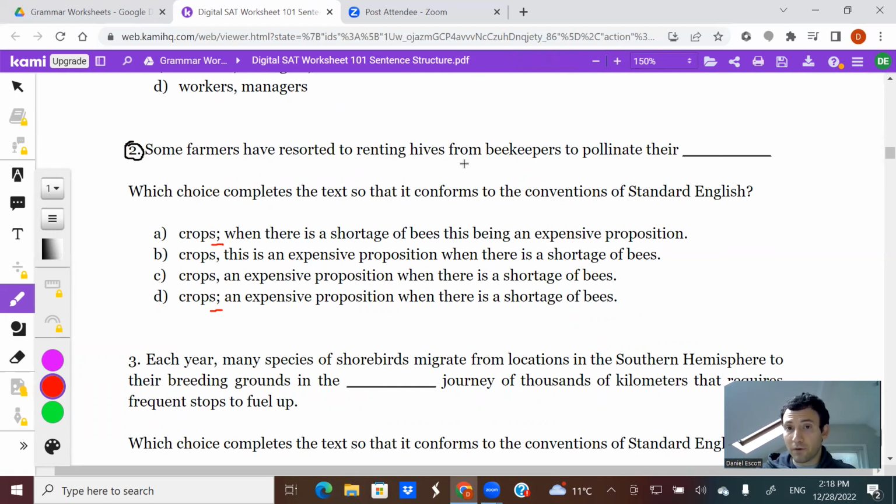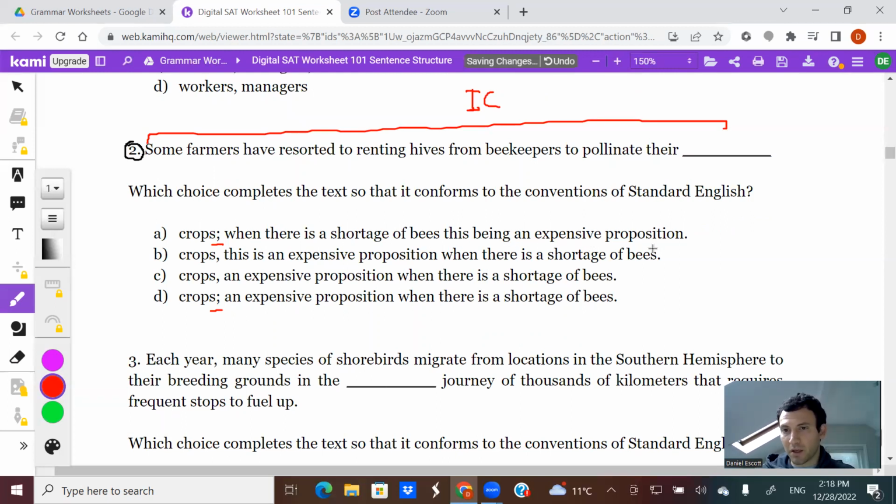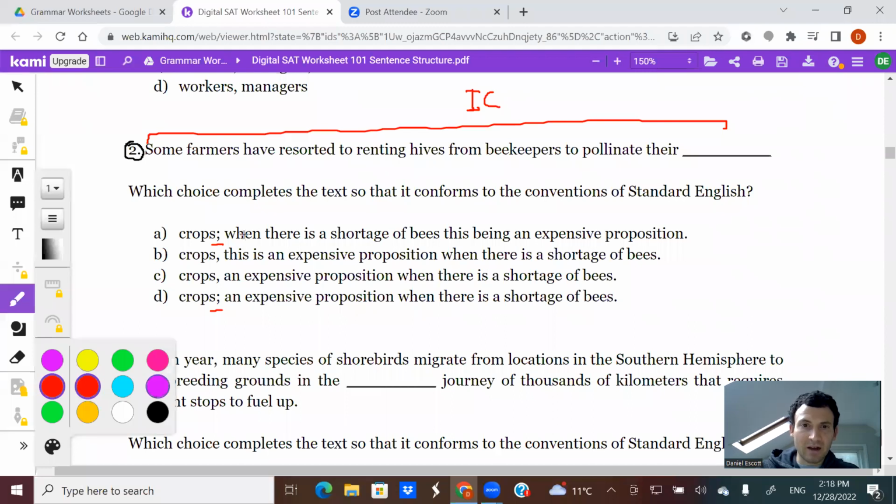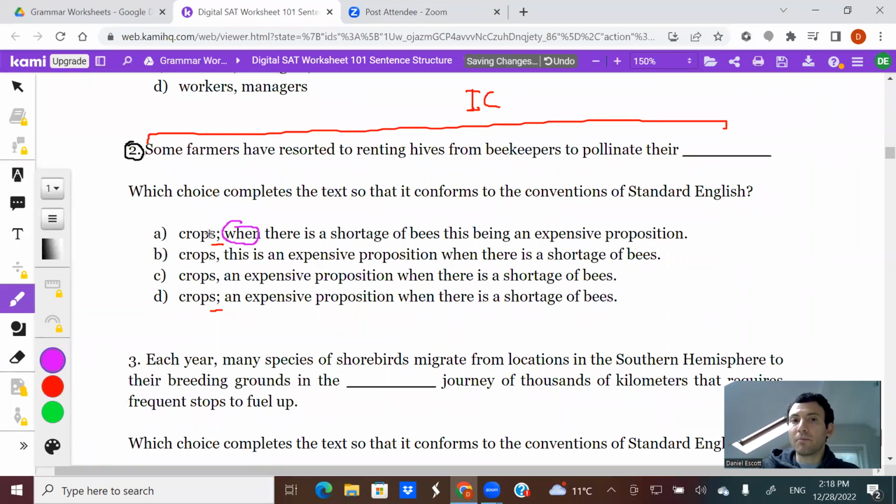Some farmers have resorted to renting hives from beekeepers to pollinate their crops. That's an independent clause. When there's a shortage of bees, this being an expensive proposition, that is not an independent clause. I'm not going to get into details. It has a lot to do with when, but it's not a complete idea. So because we don't have two independent clauses, A goes.